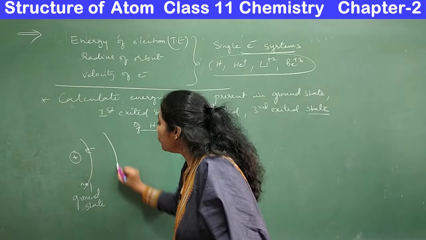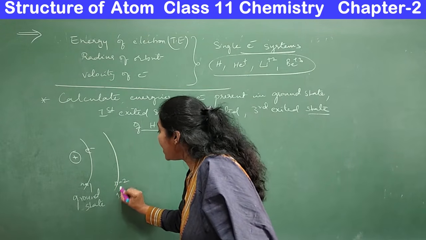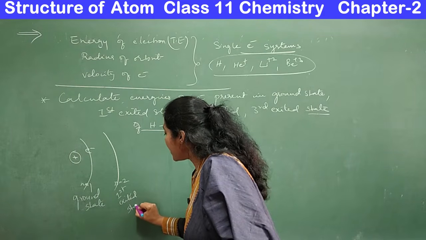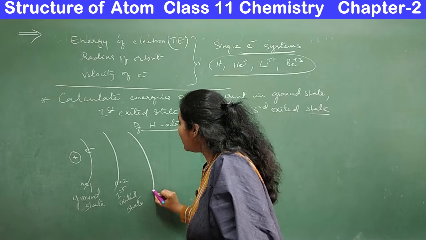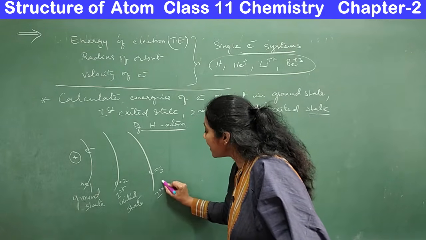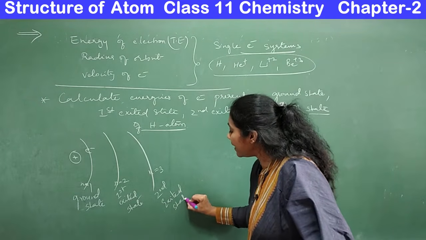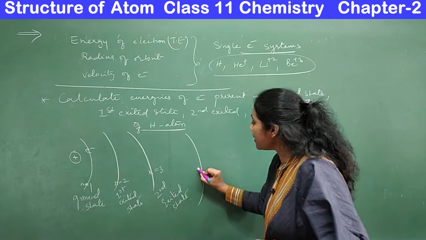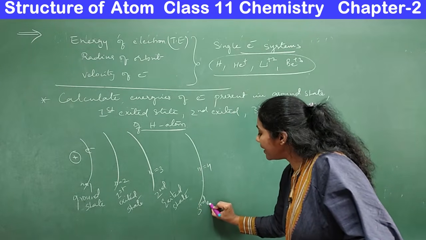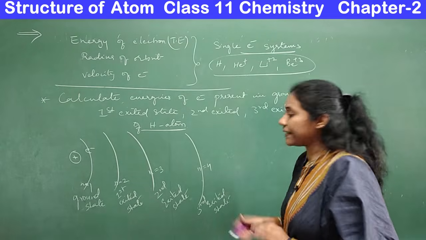Then you will have the next shell, n is equal to 2. This is called the first excited state. Then you will have a third shell, that is n is equal to 3. That is called the second excited state. So this idea you must have. The fourth shell, n is equal to 4, is called the third excited state. So this is what we mean by excited state.